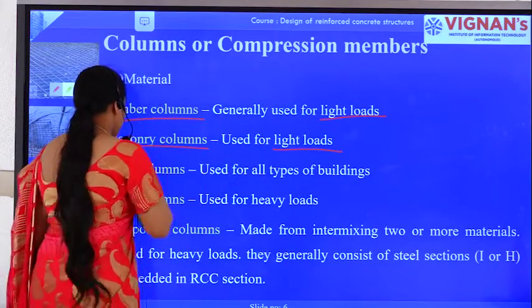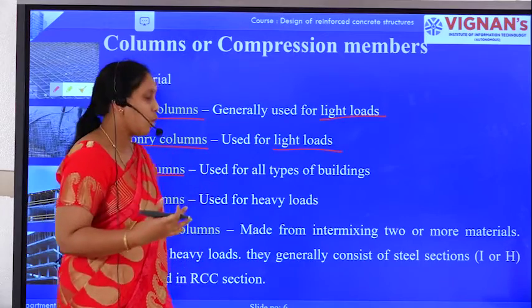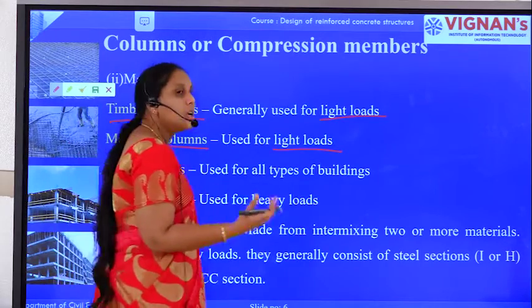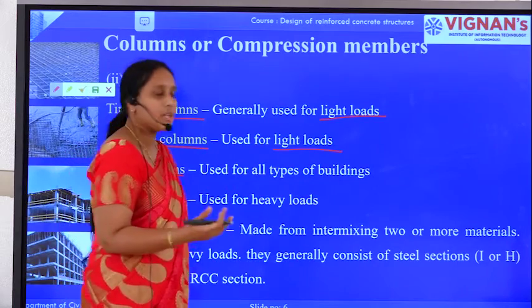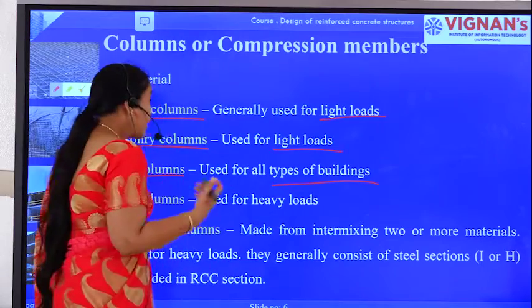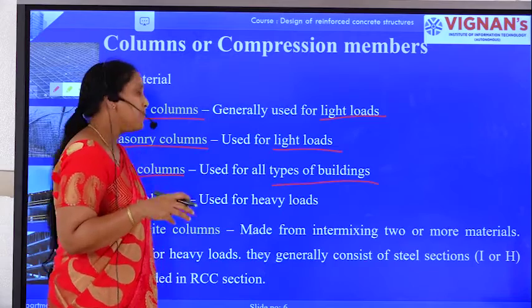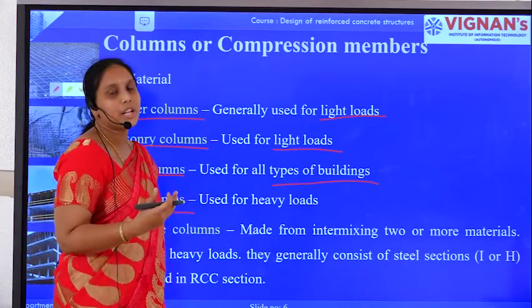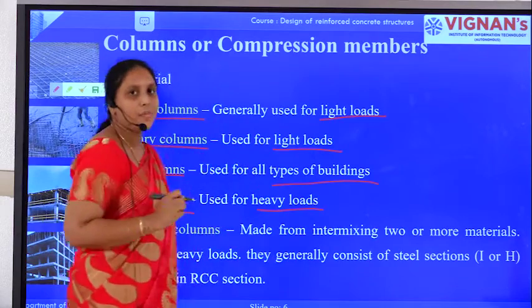We have RCC columns. In all the RCC structures we have RCC columns only, and it is the most commonly used type of material for columns in all types of buildings. And we have steel columns. The material used there is steel, and steel columns are generally used when the loads are heavy. For heavy loads we will use steel columns.